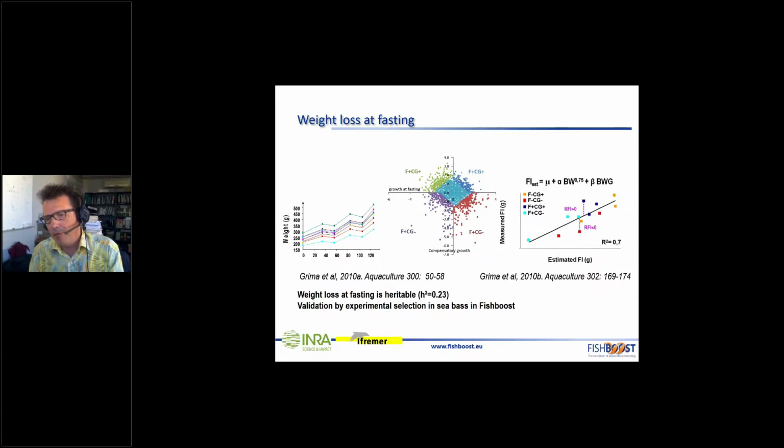And then they have all the same feed intake, 0. And if you look at how they lose weight when they don't feed, this will give you an indication of their maintenance cost. So we have done an experiment with sea bass on that, where we sorted 2,000 fish. We submitted them to 2 successive periods of feed deprivation, followed by compensatory growth.